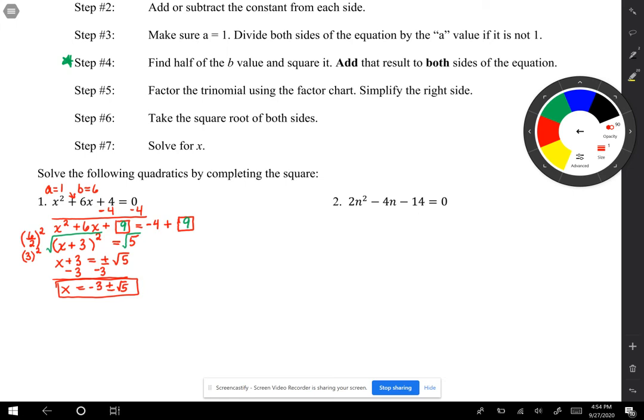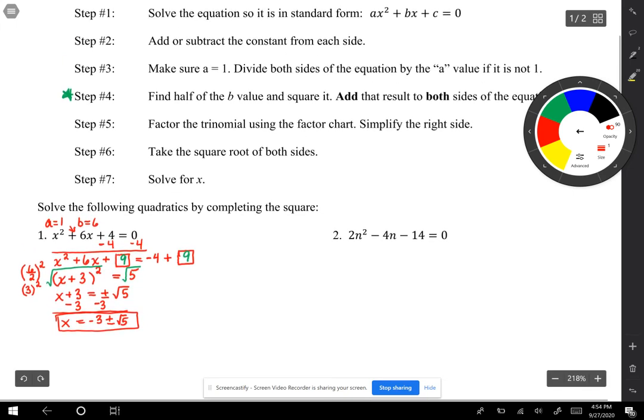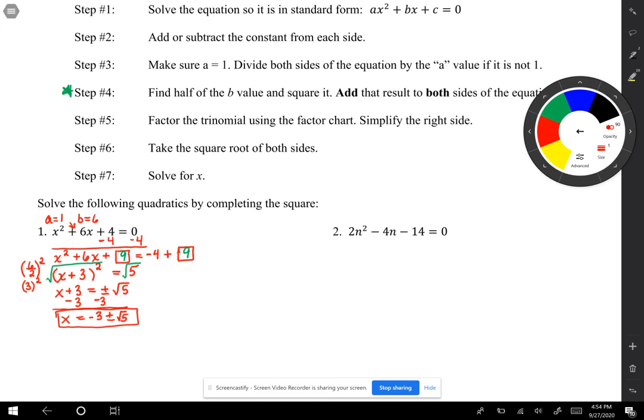That wasn't too bad, I hope. So as long as you follow the steps, you're going to do fine. Okay, let's look at example number 2. So I'm looking up above at my steps. Step 1, is it in standard form? It is because the right side is equal to 0.